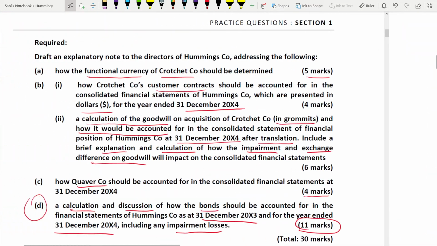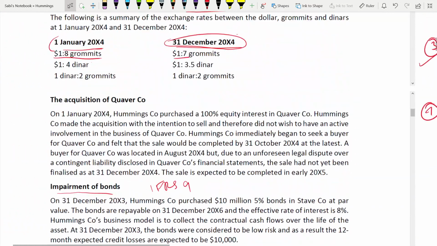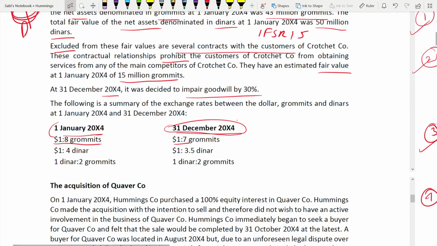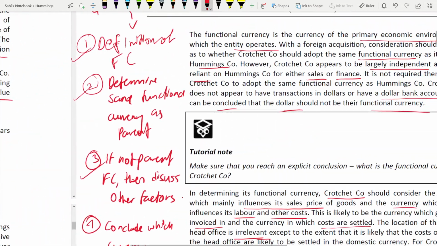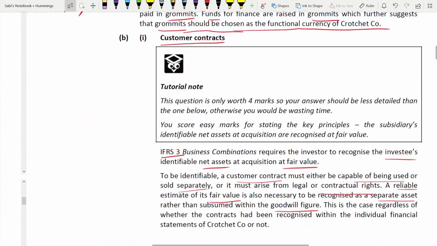Just simply the exchange rate. Make sure that you have the exchange rate in front of you. This one, opening one. Yet we didn't go to the closing. We'll touch the closing when we touch the impairment part. Impairment of goodwill by 30%. So 1 dinar into 2 grommets. So that means to find it in 1 grommet will be half of the dinar. That's why you divide it by 2. Sorry, multiply by 2.